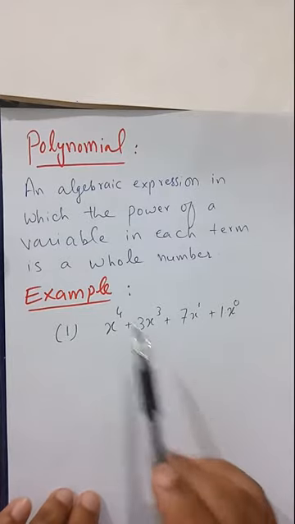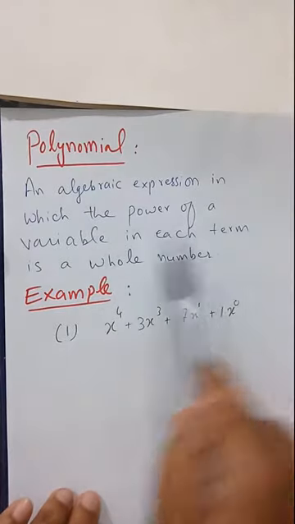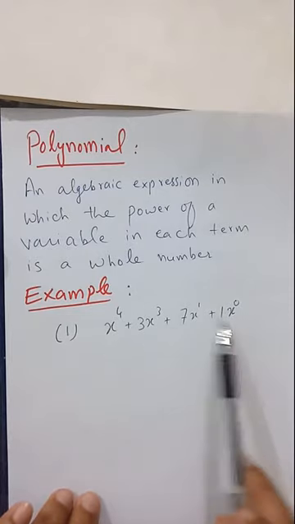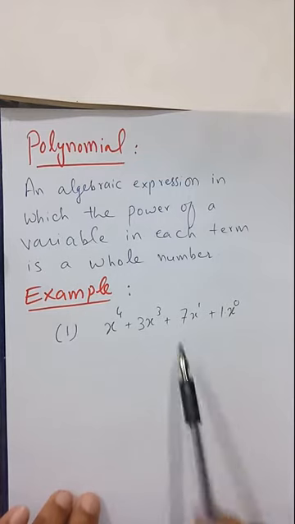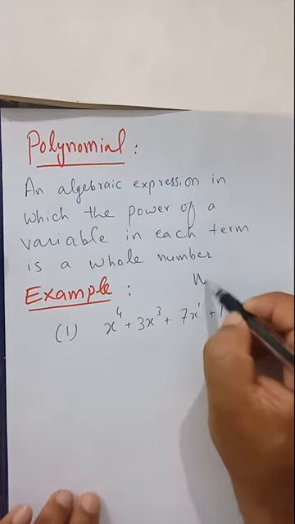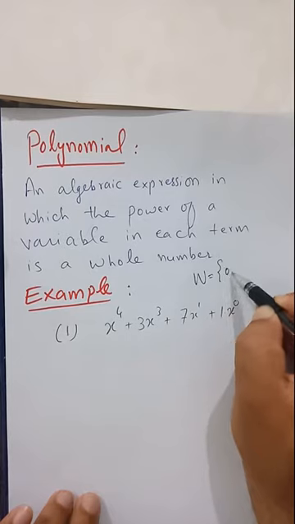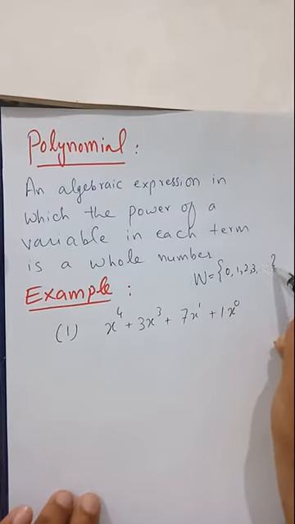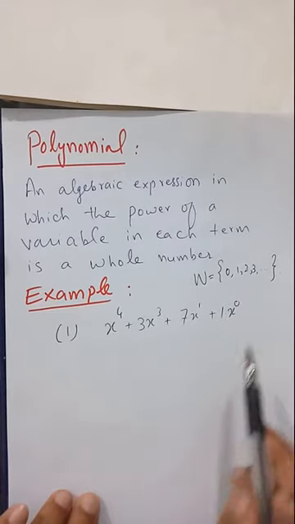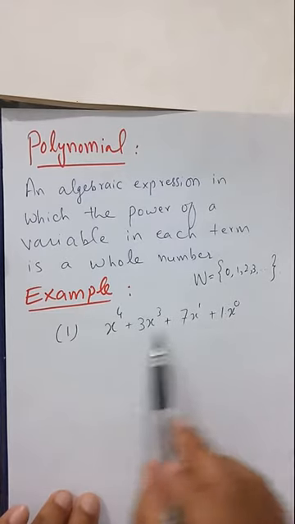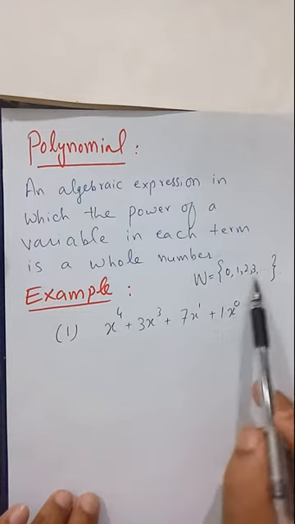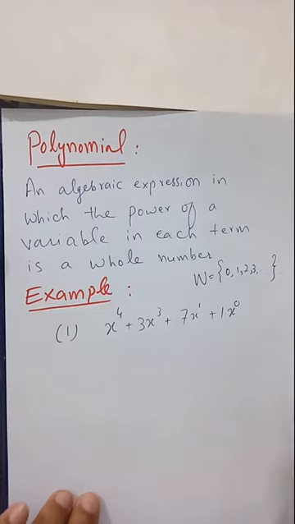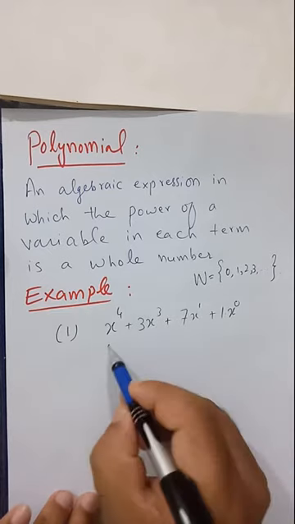So you see that this is an algebraic expression in which the power of the variable in each term is a whole number. You know, whole numbers are denoted by capital W and they start from 0, 1, 2, 3 and so on. These are whole numbers, non-negative integers. So all the powers in each term are whole numbers. That's why this algebraic expression is a polynomial.